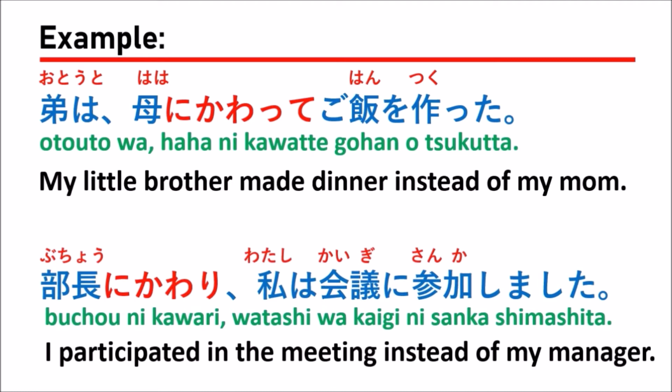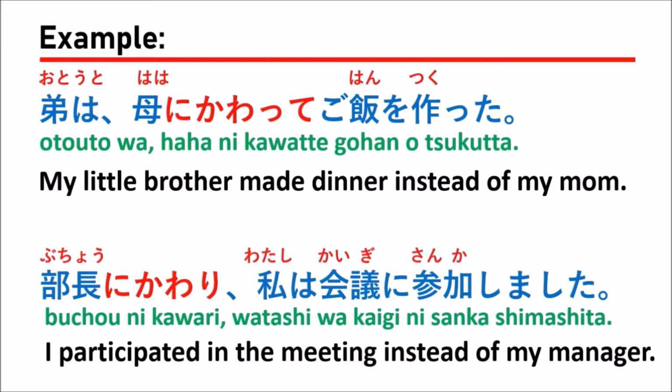For the first sentence, we see that they use a noun with kawatte. Our noun here is haha, right? Haha means mom, my mom. Haha ni kawatte means instead of my mom. Gohanを作った means cook dinner, so my little brother cooked dinner.